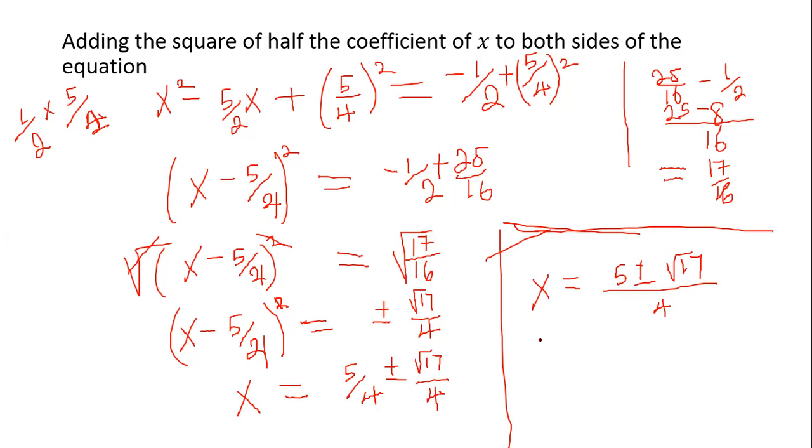Do you have a calculator there? No. Okay. 5 plus root 17 divided by 4. So one of the x values will be when we take addition, and the other one will be when we take the subtraction.